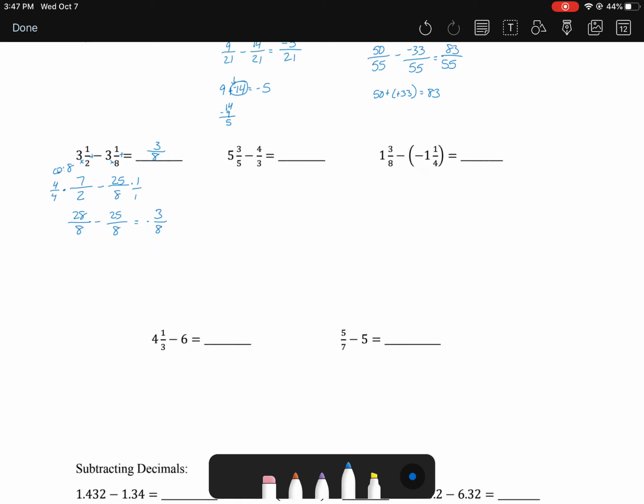Okay. I do want you guys to try the remaining 4 problems here for fractions. I will have answers posted tomorrow. Please make sure you check those. Please make sure you send me emails with questions.